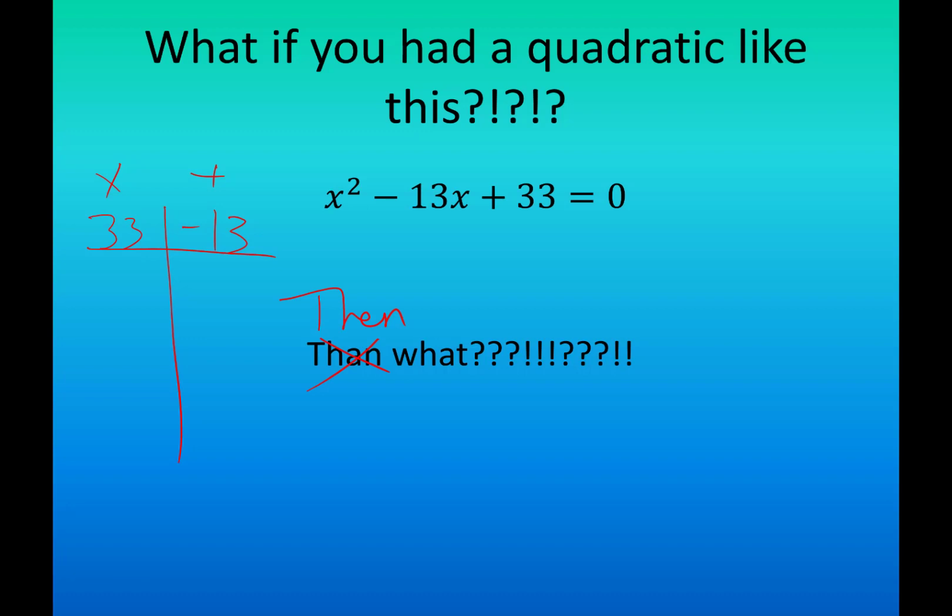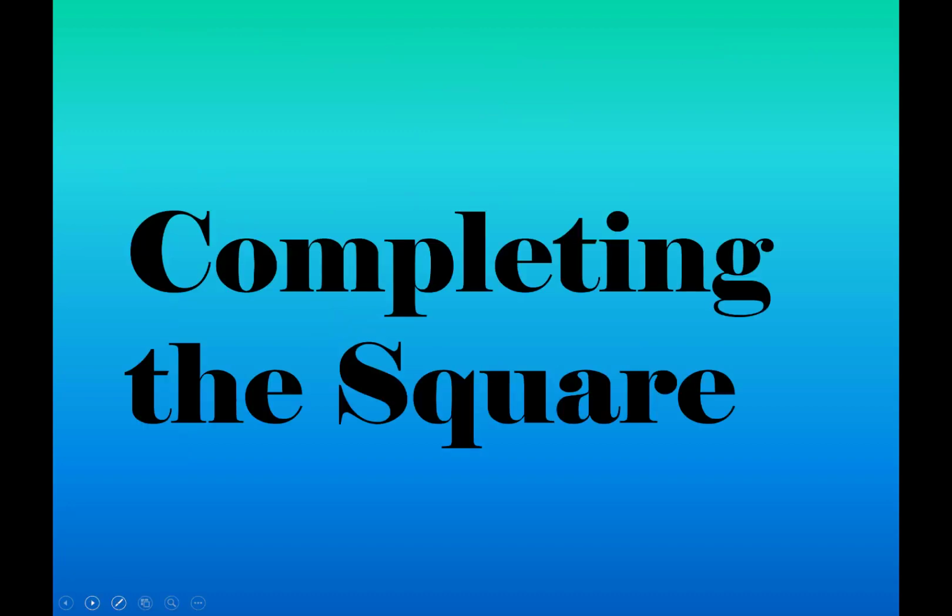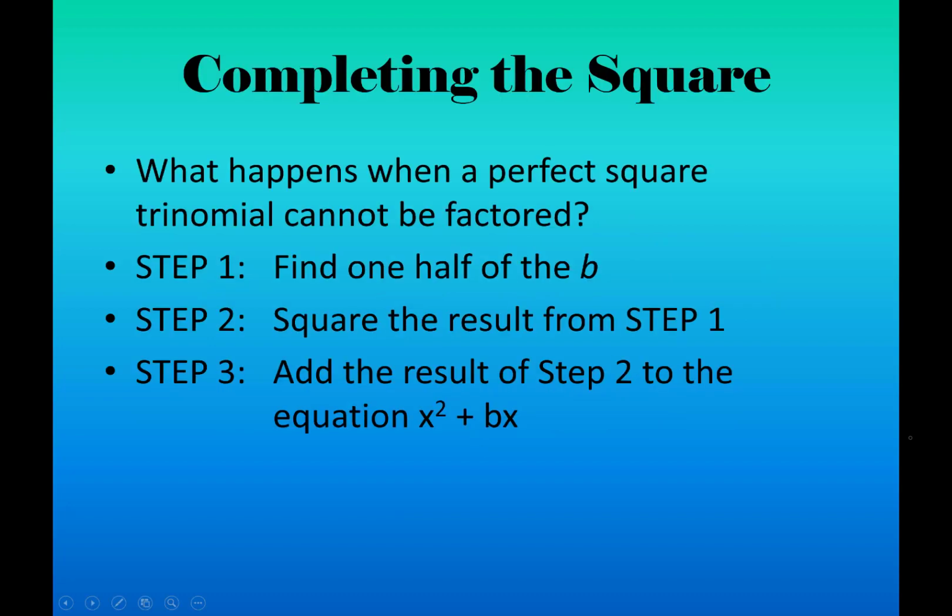Alright, so when you have problems like that, factoring is not always going to work. So you're going to have to do something different, which is called completing the square. Completing the square happens when a perfect square trinomial cannot be factored. Or it can happen on any one. We can manipulate it. So what you do is you find 1/2 of b, you square the result from step 1 and add that to the equation of ax squared plus bx.